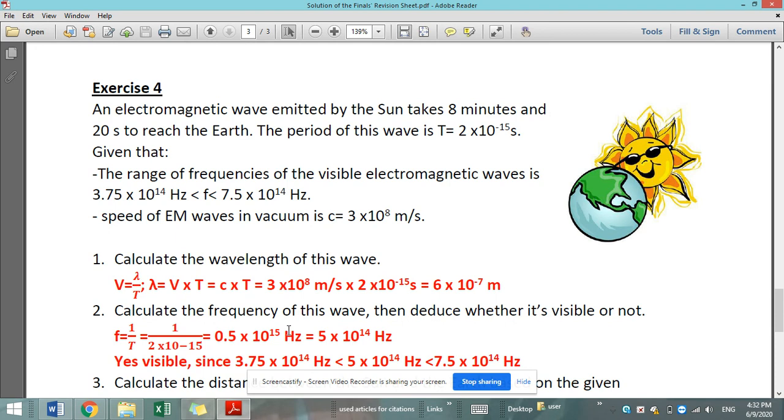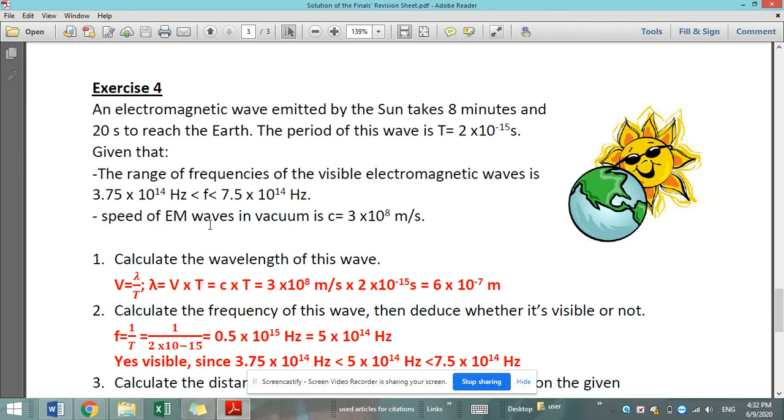Given that the range of frequencies of the visible electromagnetic waves is 3.75 times 10 power 14 hertz, and we say in the order of 10 power 14, and 7.5 times 10 power 14 hertz. You have to actually memorize this range.